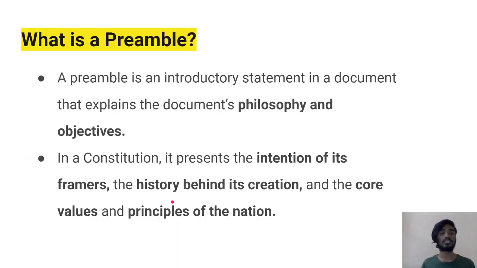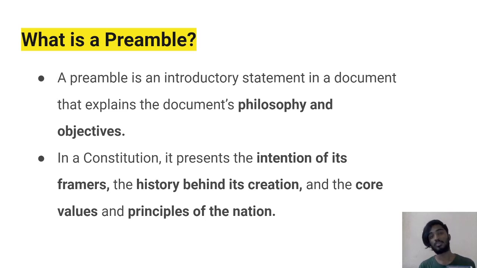And let us understand what exactly is a preamble. A preamble is an introductory statement in a document that explains the document's philosophy and objectives. So this statement has become very bookish. So I'll just try explaining you with a very small example.